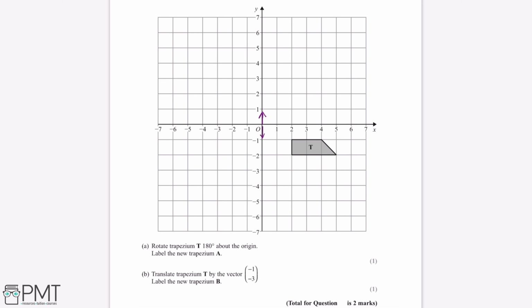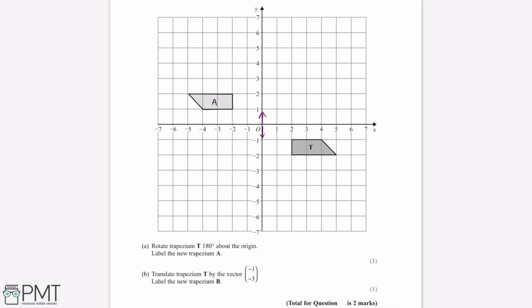Now after your 180 degree rotation, you should have a trapezium in this top left quadrant here, and it should look something like this. And we've been told to label the new trapezium A.